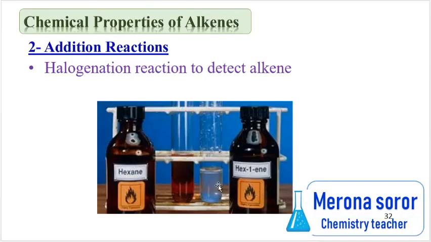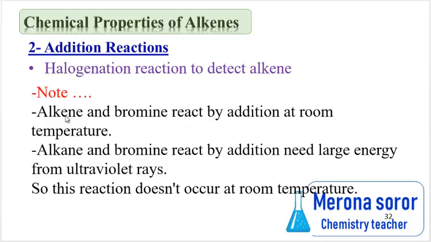Hexene changes the reddish brown to colorless. Note: alkene and bromine react by addition at room temperature, but alkane and bromine react by substitution and need large energy from ultraviolet rays, so this reaction doesn't occur at room temperature.